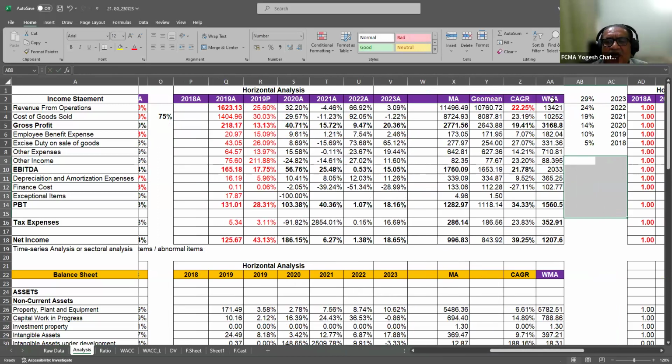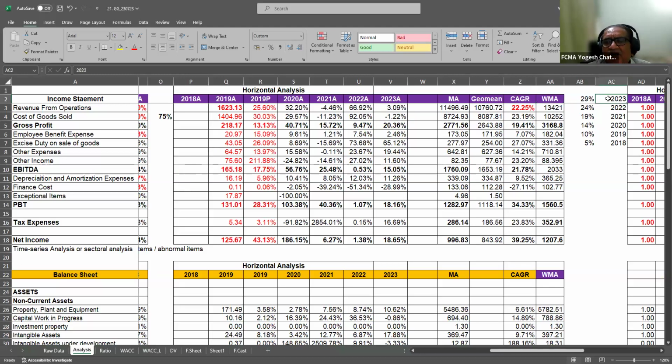Now a weighted moving average. When we are making the projection of 2024 onwards, you will appreciate that the chances of repetition of the 2023 number in 2024 are more as compared to the 2018 numbers in 2024. And each year there will be some operational difficulty. Some year of the company will not reflect the normal operational activity. So what we can do is assign the weight.